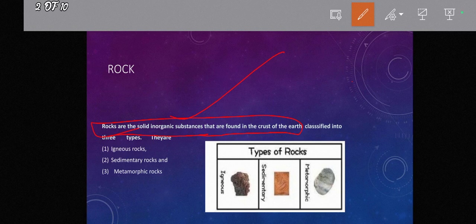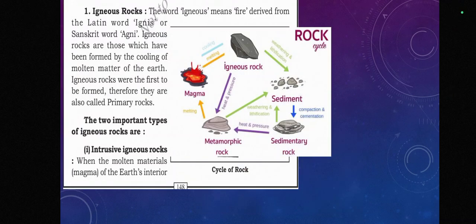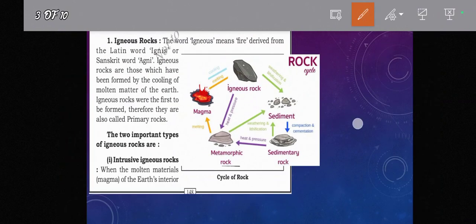There are three different types of rocks: igneous rock, sedimentary rock, and metamorphic rock. You can see the pictures of them: igneous, sedimentary, and metamorphic rock. So, in the beginning, let us understand the igneous rock. What do you mean by igneous rock?